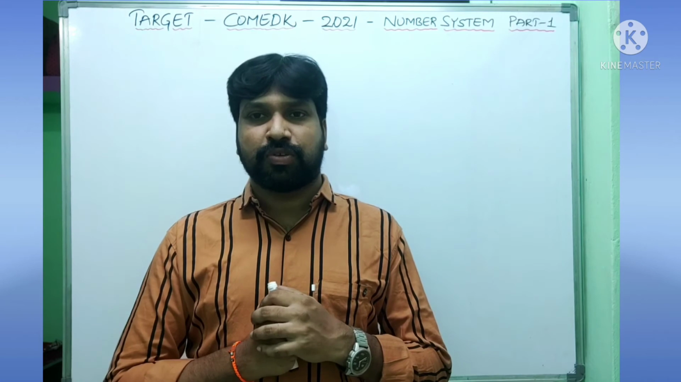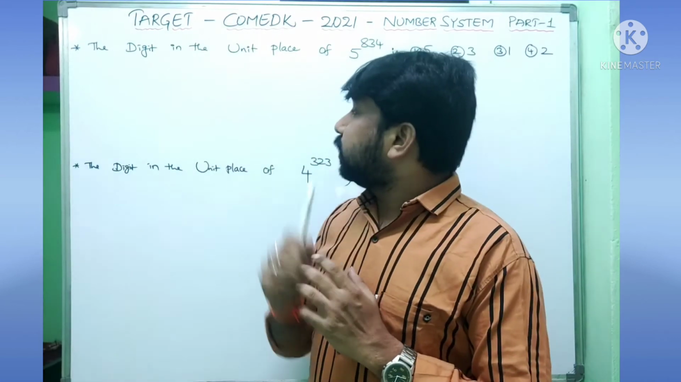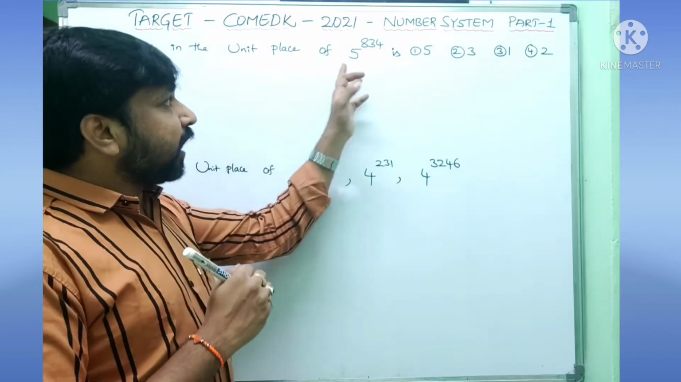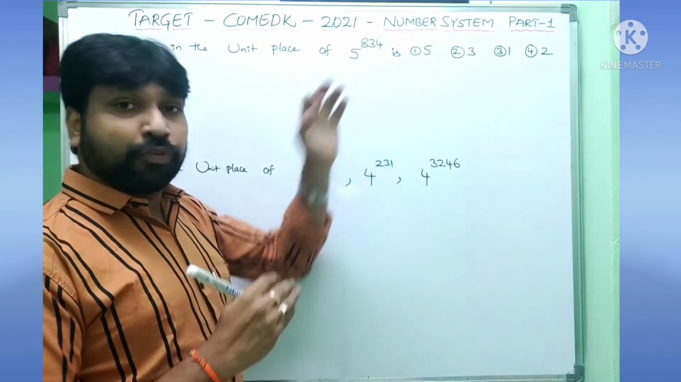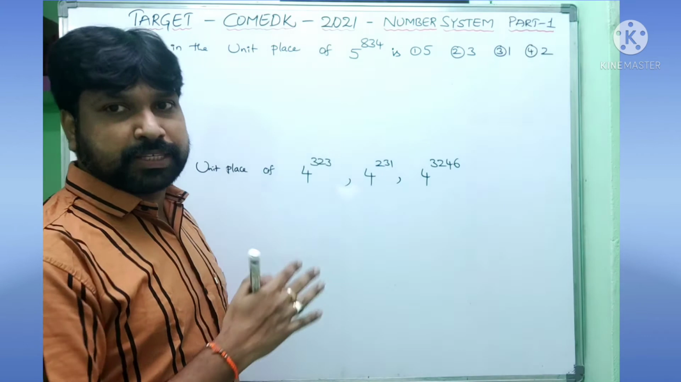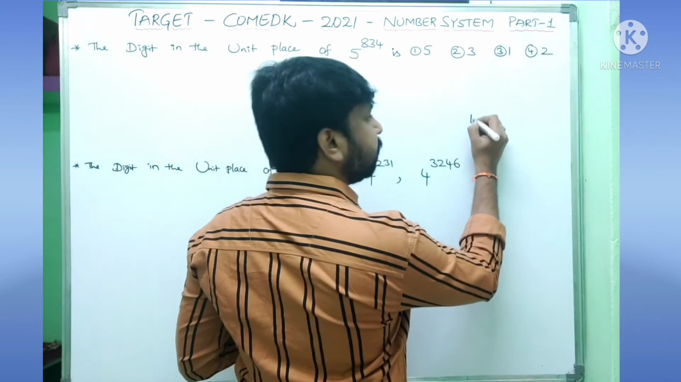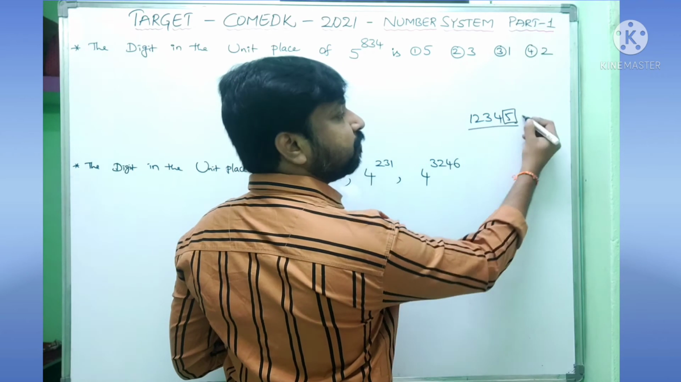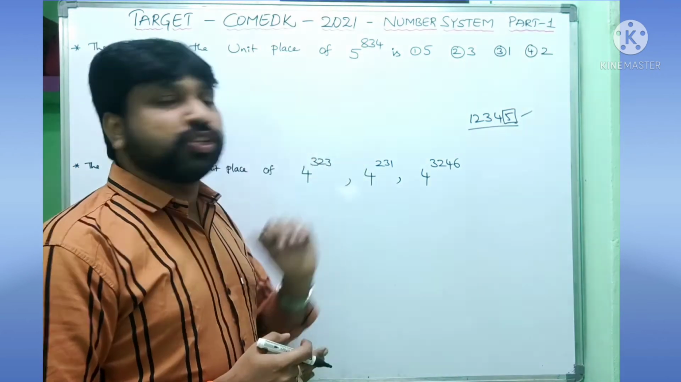Let us start our first question, friends. The digit in the units place of 5 power 834. They are asking, if you expand 5 power 834, what is the units place number? For example, if you take the number 1, 2, 3, 4, 5, the units place is 5 for this number. We are going to simplify in the shortest way, friends.